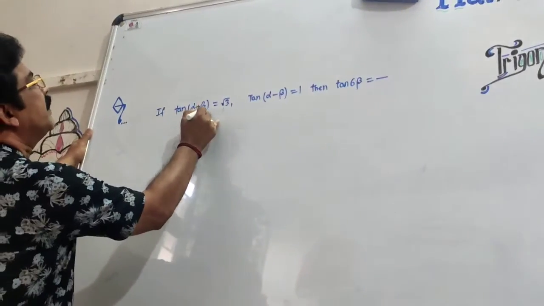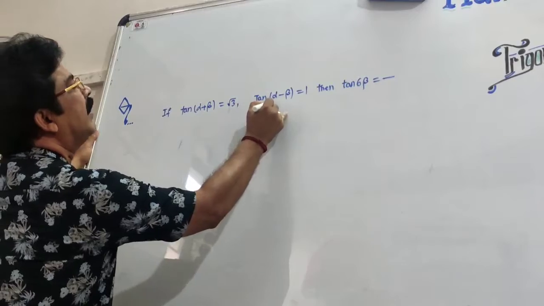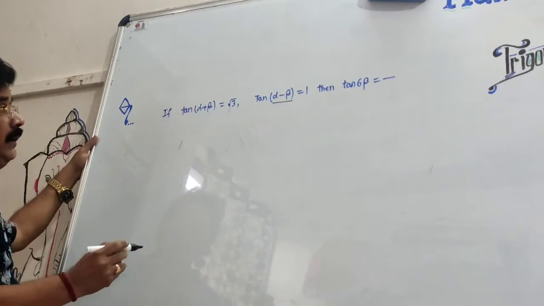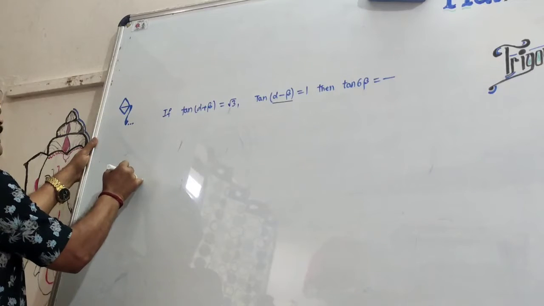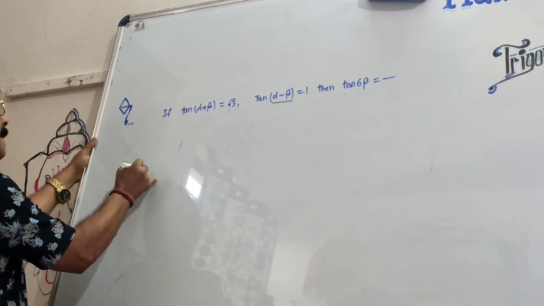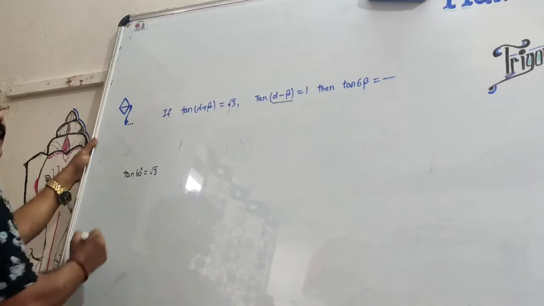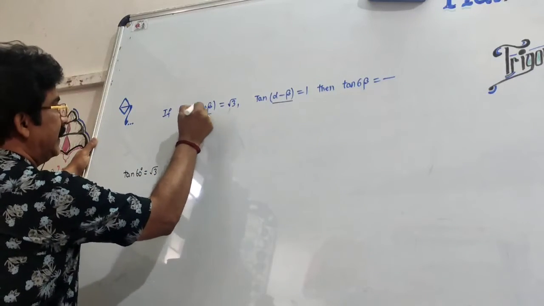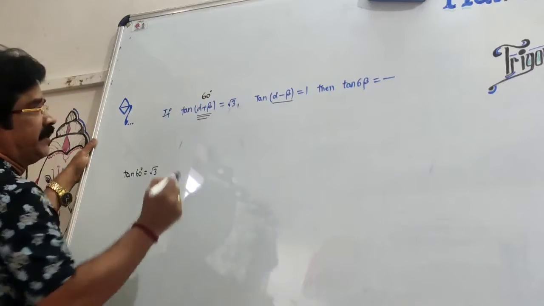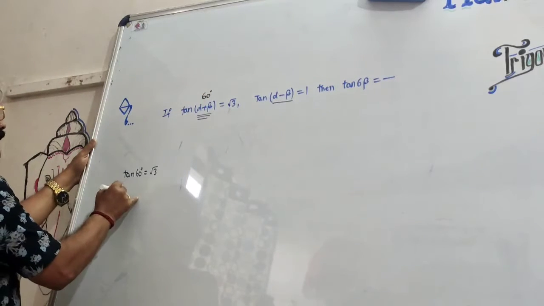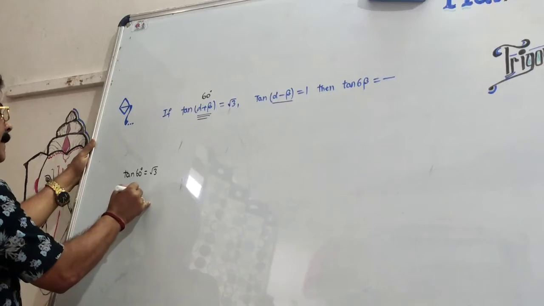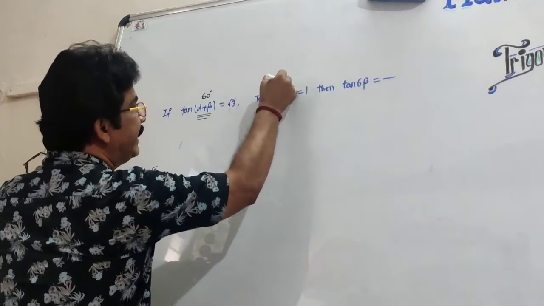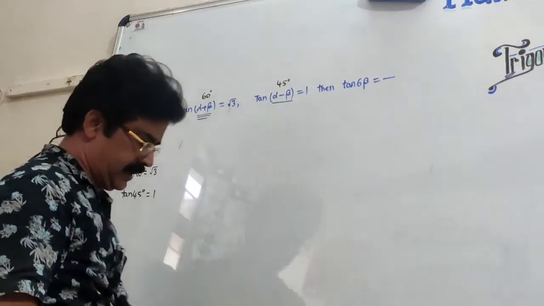If tan of alpha plus beta equals root 3, tan of alpha minus beta equals 1, then tan 6 beta equals what? Okay. Tan 60 degrees how much? Root 3. So therefore RHS is root 3. Definitely this value is equal to 60 degrees. Similarly, tan 45 degrees how much? 1. So definitely it is 45.